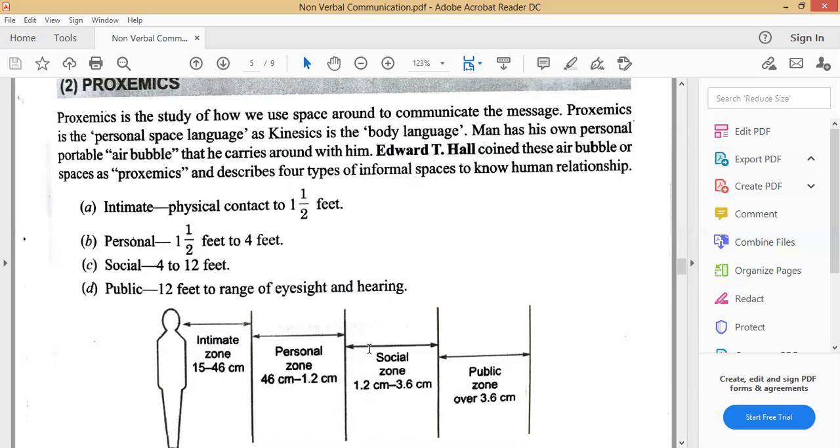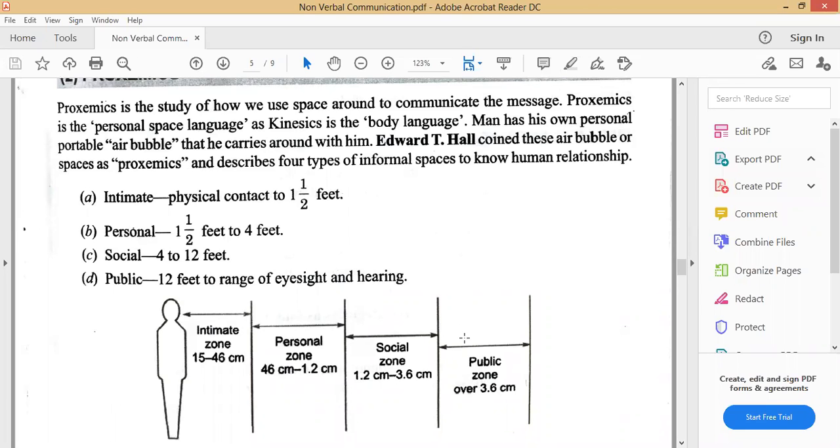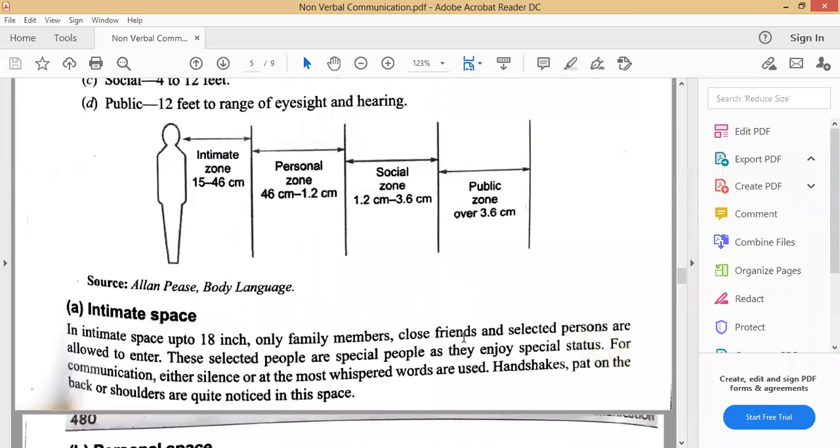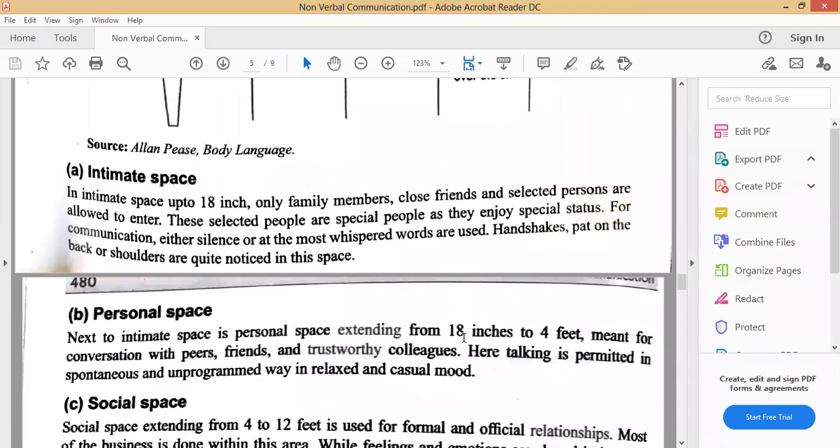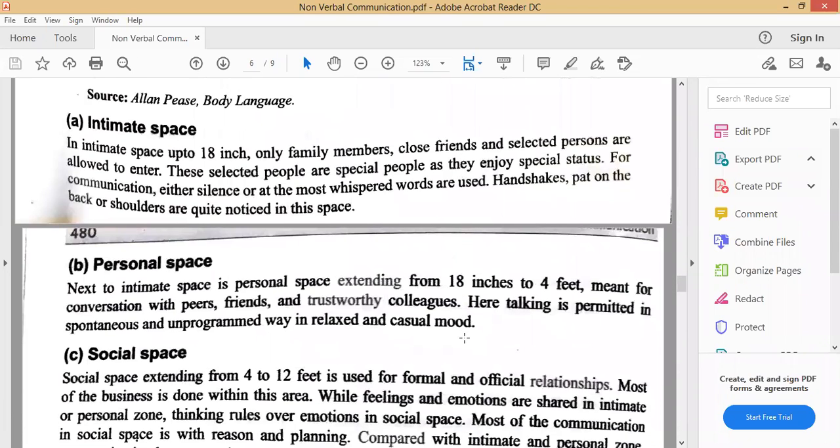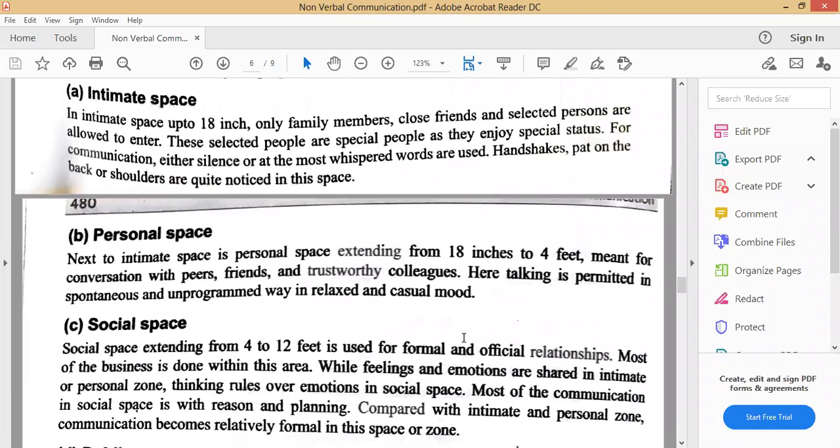Then we have social zone. Social zone starts where the personal zone ends. So it is from 4 feet to 12 feet. And then lastly we have public zone. It starts from 12 feet and it ranges to eyesight or hearing. ठीक है, आप जितना भी दूर तक देख सकते हो, it goes up till then. So now we are going to discuss all of these 4 types one by one.